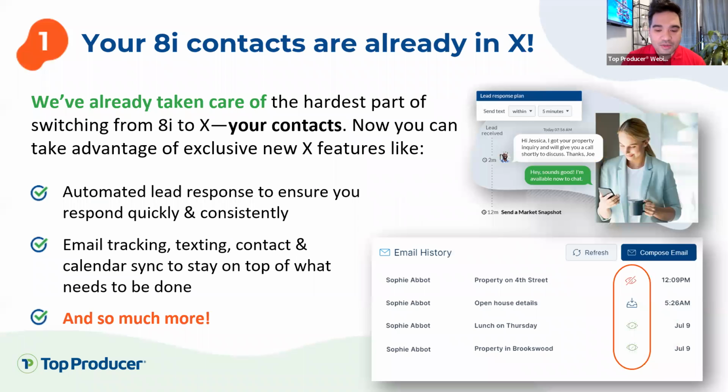Awesome. Cool. So first one, your contacts are already there. We've taken care of that first, or the hardest part, which is making sure your contacts are already there. So because your contacts are already there, you can already start using all these awesome features in Top Producer X to make it a little easier on you to follow up on your contacts and make it a little easier to automate some of that work, so you don't have to do as much compared to all the manual work that you probably do still. Knowing these features are only in X, they're not in 8i.